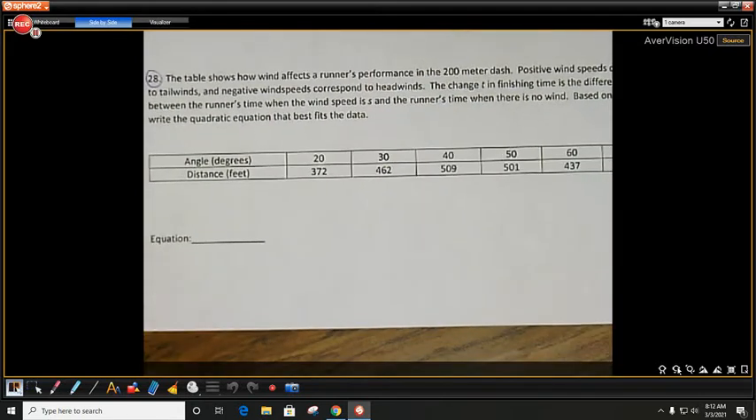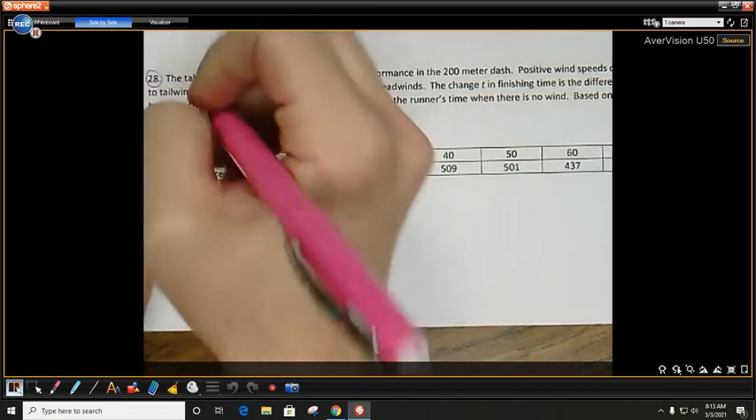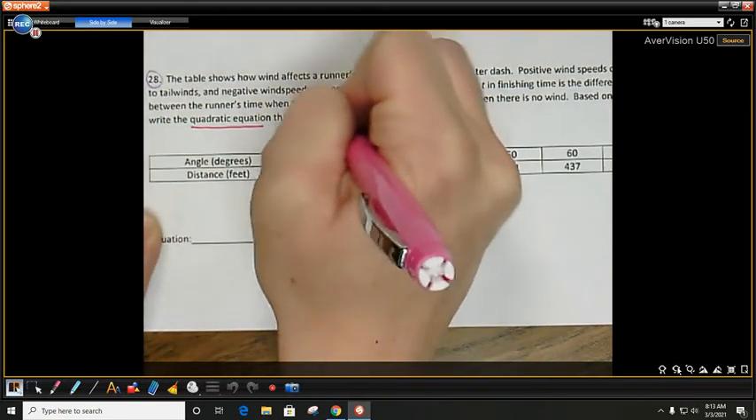Next one, last one. Number 28, it says the table shows how wind affects a runner's performance in the 200-meter dash. Positive wind speeds correspond to tailwinds and negative wind speeds correspond to headwinds. The T in finishing time is the difference between the runner's time when the wind speed is S and the runner's time when there is no wind. Based on the table, write the quadratic equation that best fits the data. So, write a quadratic equation that best fits the data. That is doing quadratic regression.